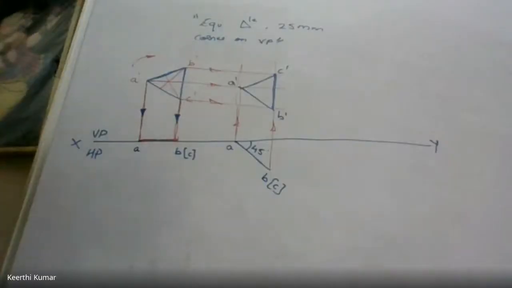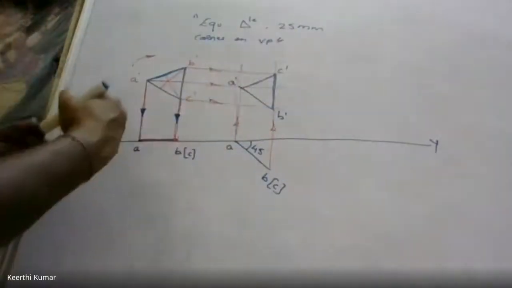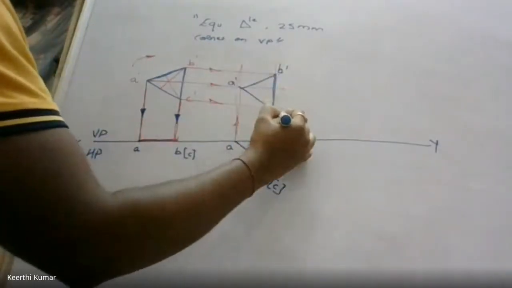Sir, B dash and C dash are on the opposite side. Sorry. Yes, correct. This is B dash. Very good. This will be B dash and this is C dash. Correct. Very good notation.